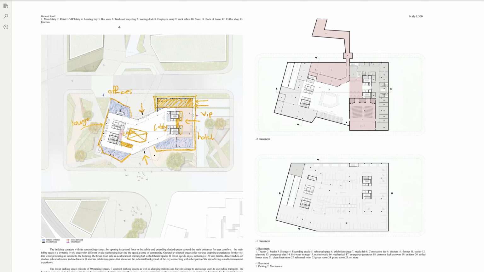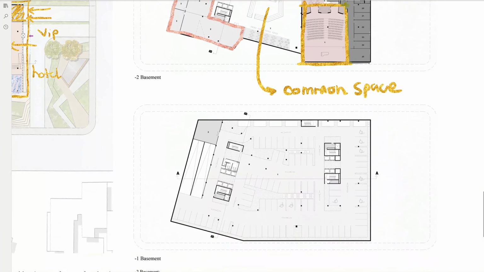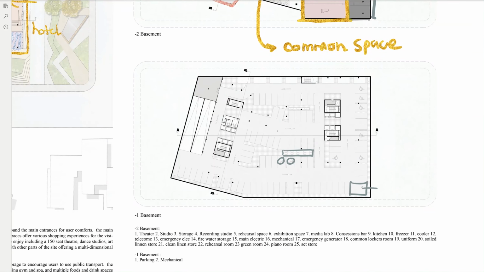So this floor will be predominantly learning and cultural spaces. We have the theater on this side, and we also have exhibition spaces. Here is all learning spaces, and they all share this common space here. This side here, you have pretty much all of the services for the entire building. And then basement number 1 is just the parking.